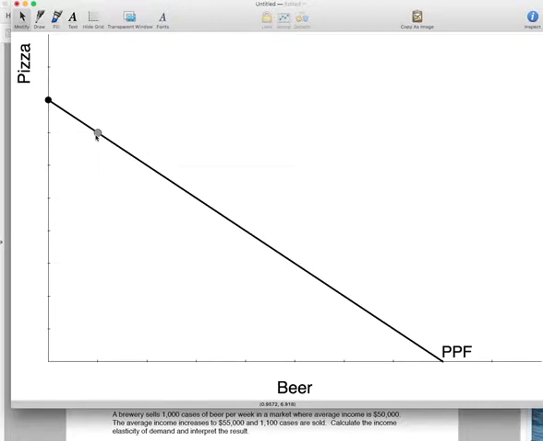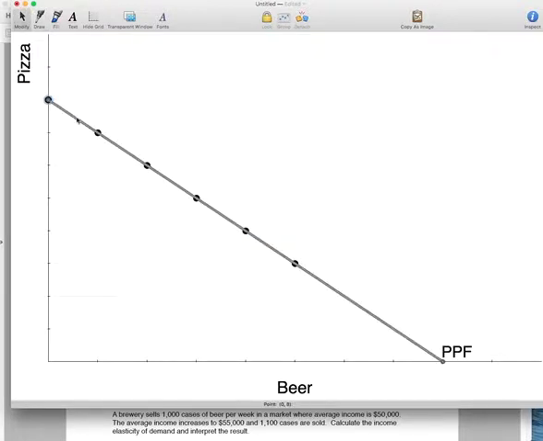If I keep doing this, if I keep increasing the amount of beer I'm producing, what happens is, in order to gain that 1 beer, I have to again give up the same amount of pizza. So by increasing my beer production by 1 unit, I give up the same amount of pizza every single time. In this one, it happens to be a 1-to-1 ratio. So the slope of this line is constant, therefore this exhibits constant opportunity cost.